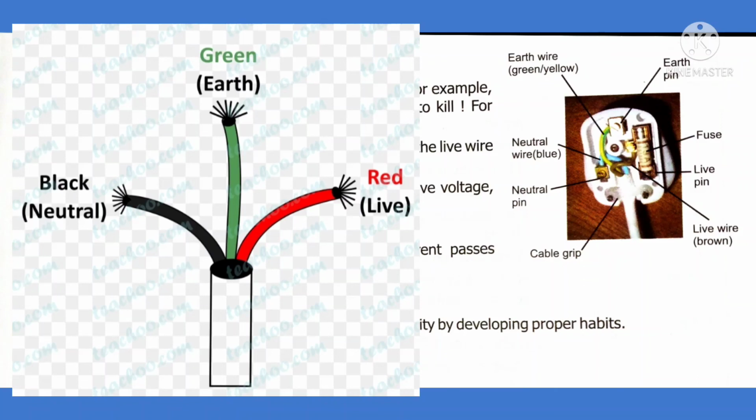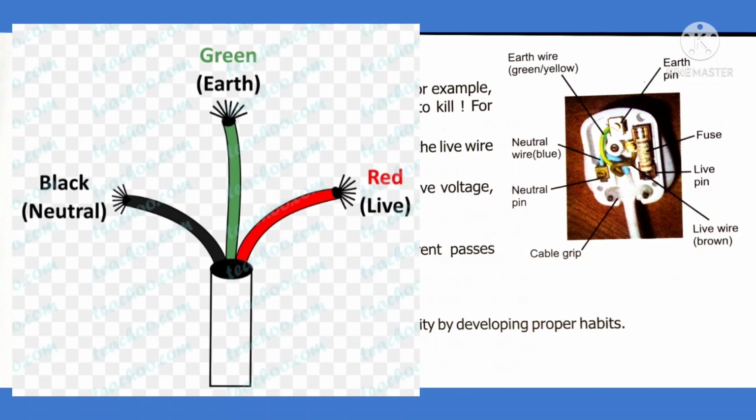Here are certain points to be remembered. First, electric current supplies energy to the house through the live wire. Through the live wire, the electricity reaches every appliance, such as television, refrigerator, etc. And it returns through the neutral wire. From the appliances, the current comes back through the neutral wire. So to the appliances, electricity goes through the live wire, and from the appliances, electricity comes out through the neutral wire.